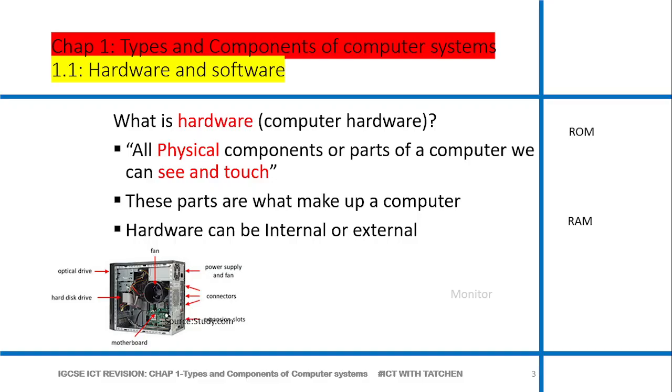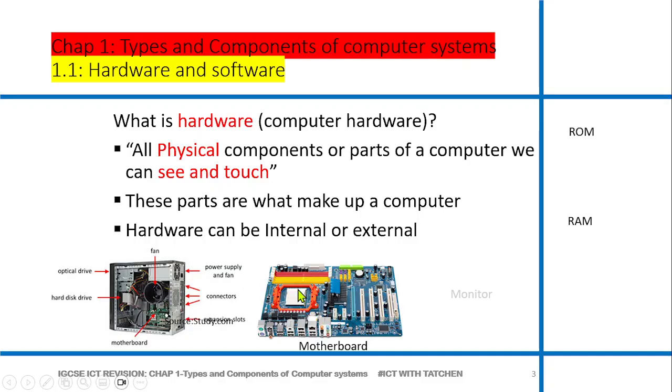And hardware can also be what? Internal, meaning inside the system unit, or they can be what? External, meaning outside the system unit. So this is like a system unit for typical old style computers. And then when you go inside the system unit, you will find this motherboard. It's like a city with many houses. That's how I look at it. And on this motherboard, you have a lot of other things we'll be looking at.